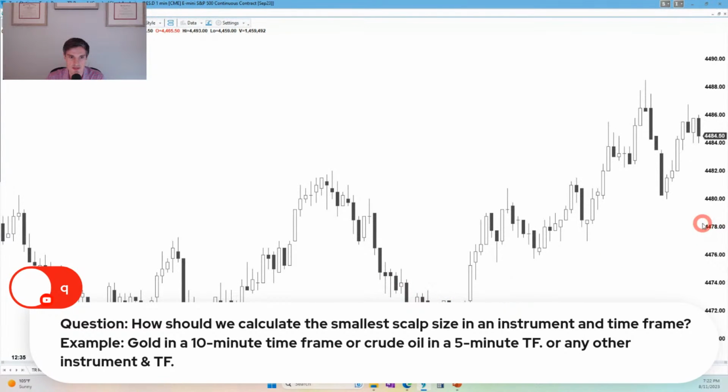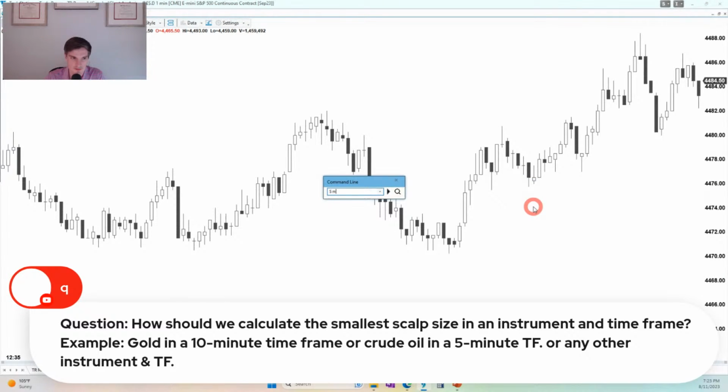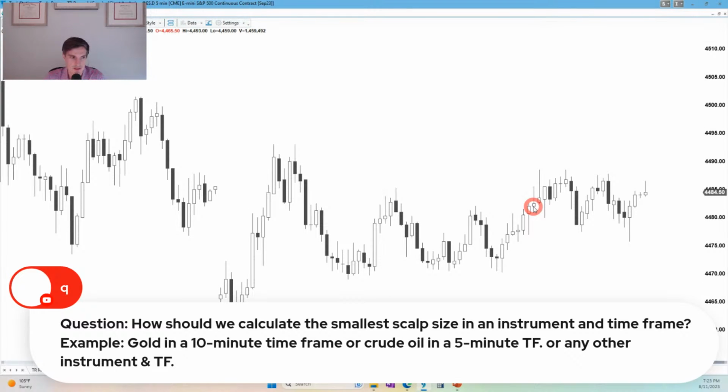So the question is, there's two things. One, can I keep up with that time frame? So if I'm trading a 5-minute chart, the first thing I have to ask is, am I fast enough to make decisions based on a 5-minute chart? The second thing I'm going to ask myself is minimum scalp size. What is the smallest scalp size that is okay?